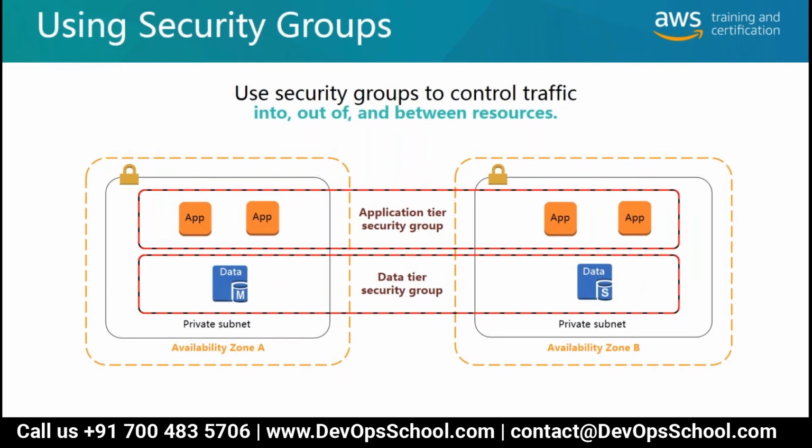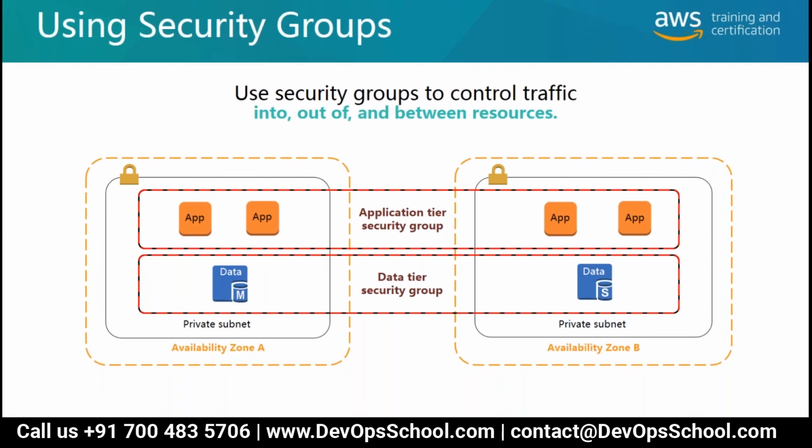So when to use a security group? Security groups look something like this: a security group at the application tier for all your app servers, and a security group at the database tier to protect all your data instances. So use security groups to control traffic into, out of, and between resources.